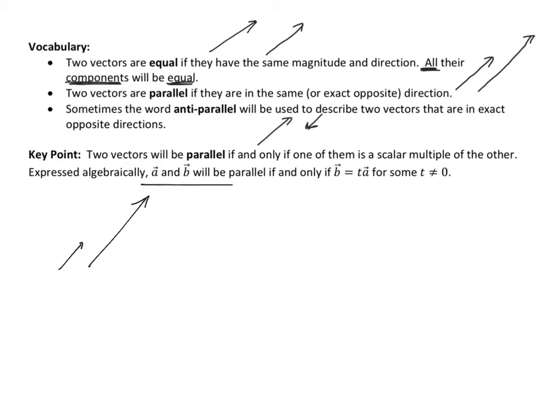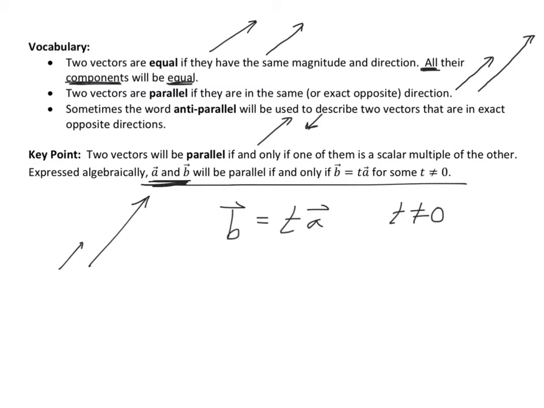And so we can express that algebraically. A and B can only be parallel to one another if one of the vectors is equal to some scalar multiple of the other. By the way, we generally say that t can't be 0, because otherwise one of those vectors is 0, and we don't really want to talk about a vector being parallel to the 0 vector.